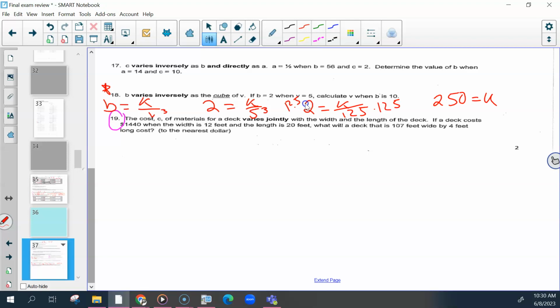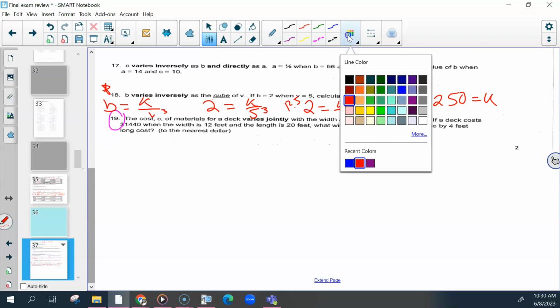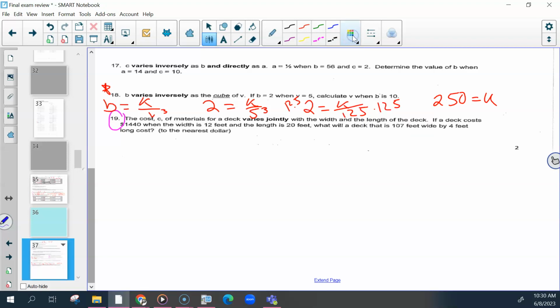But that's only part of the answer. So we found k, we still have to find the rest. Because now it's asking to calculate b when b is 10. We're going to use that same equation, put 10 in for b, and put 250 in for k, and that's all being divided by b to the third.